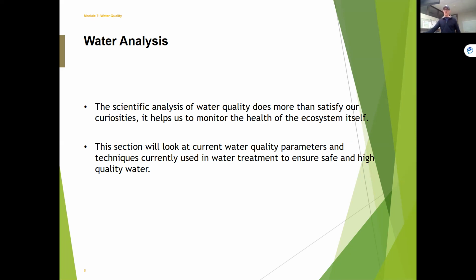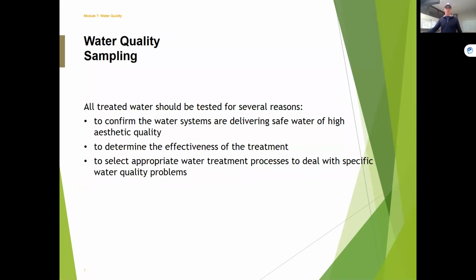So we're going to look at our water quality parameters and some of the techniques and how to treat this water or get it tested. All treated water should be tested for a number of reasons, and we kind of talked about that. Number one, we want to make sure our customers are getting good potable water and that it's safe to drink. And not just that it's safe to drink, but that it looks safe to drink. One of the things I was always taught is that if the water doesn't look good, your customer is going to look somewhere else, and they might choose a source that might not be as good. I have an example here.